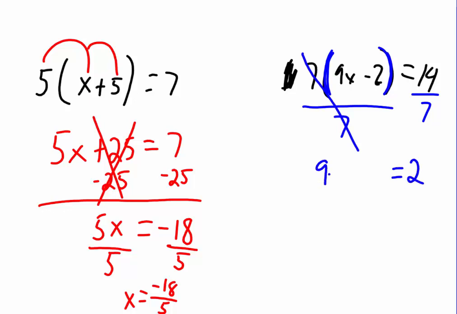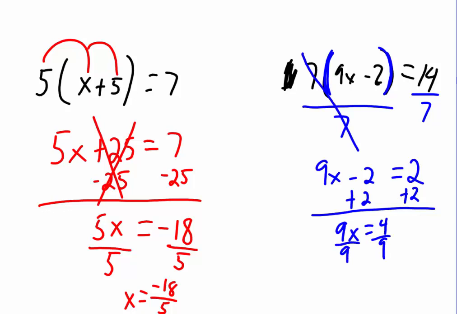So now we have 9x minus 2 equals 2. Now some people are going to go, okay, now the 2's are going to cancel. No, they're not. Because this is a plus 2, and we end up with 9x equals 4. 9 times x, so we got to divide by 9, divide by 9, and so x equals 4 9ths.